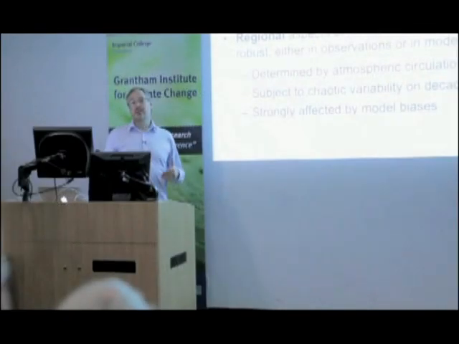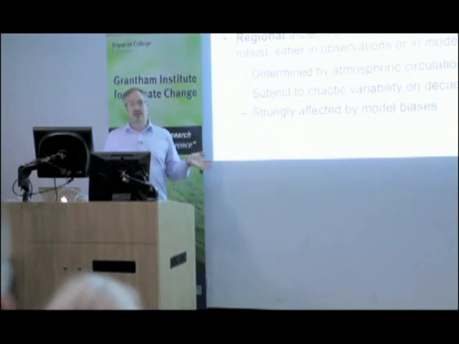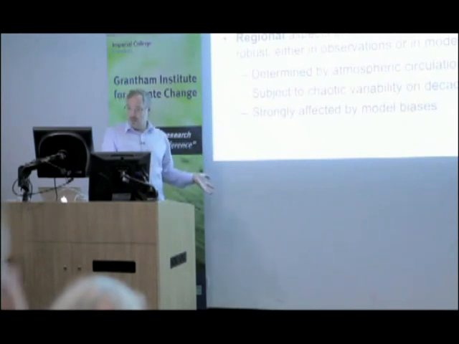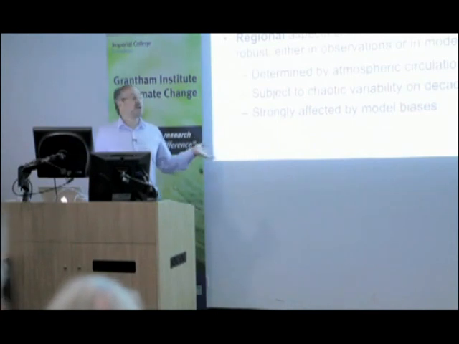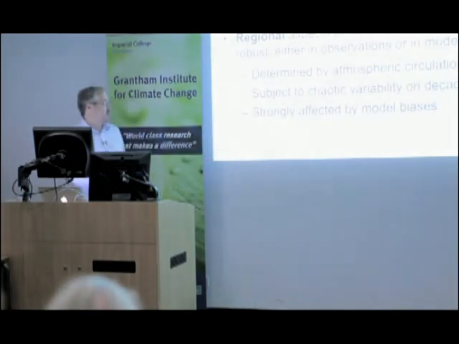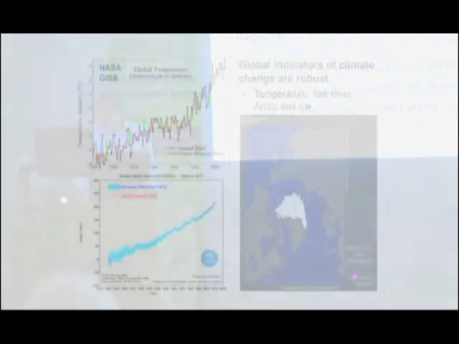So if you're concerned about the amount of rain and how that may change over Britain, that depends on where the jet stream is. If the jet stream is in the wrong place, the storm is going to be in the wrong place, and you don't have a meaningful prediction of how that's going to change. So the model bias problem becomes very important when you get to the regional scale.